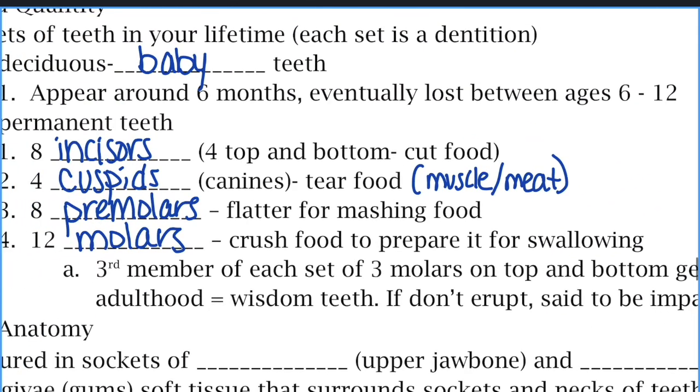So then we have the premolars for mashing food. They're flatter. And then the molars kind of crush the food to prepare it for swallowing. Okay. Flat teeth are for mashing and crushing. More of your sharper teeth are for tearing and cutting. Okay, so that's just kind of common sense. Luckily, you have these, so on the exam, you can just take out a mirror and look at yourself. How many do I have? You can count them. I don't really care.